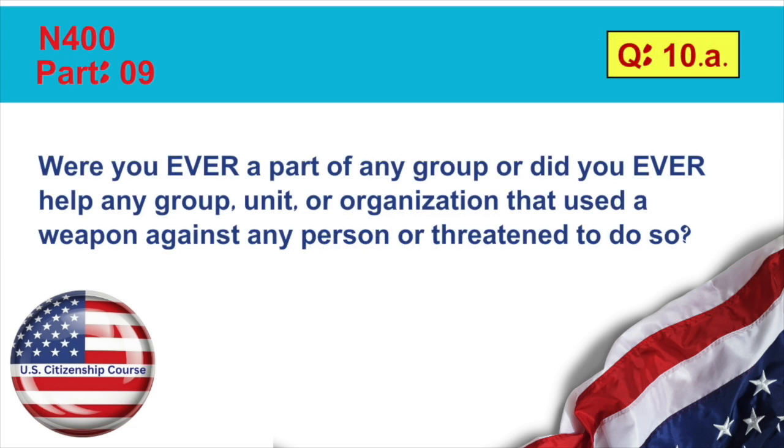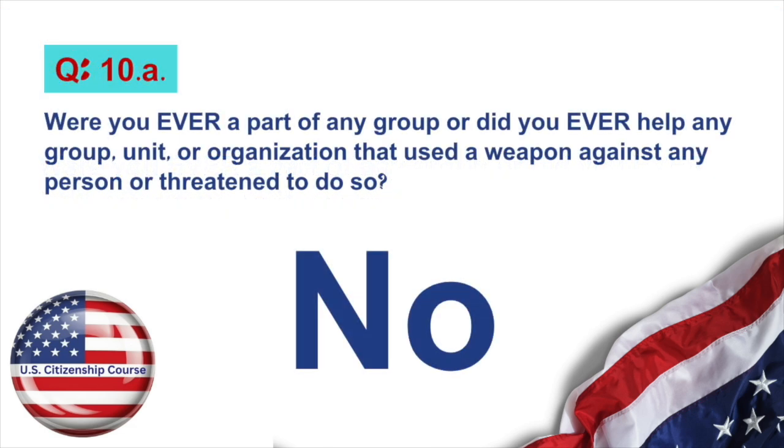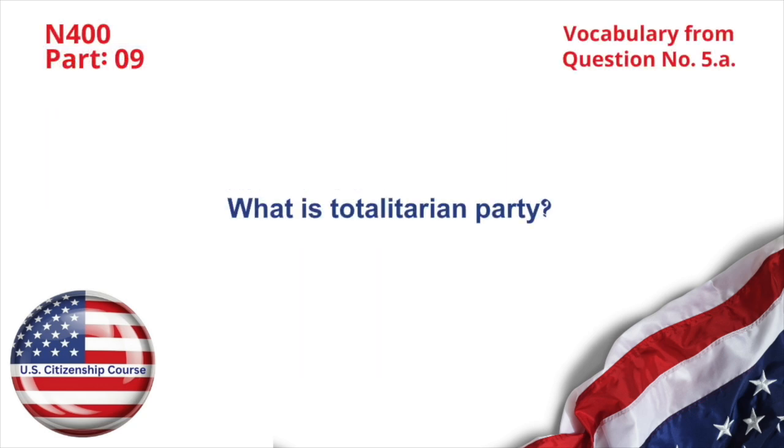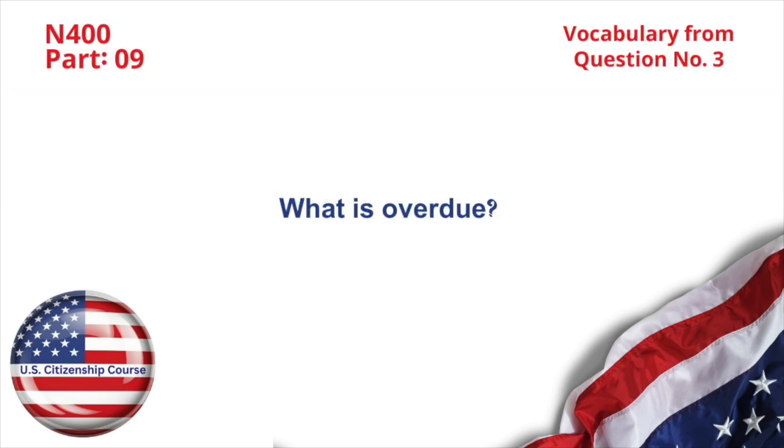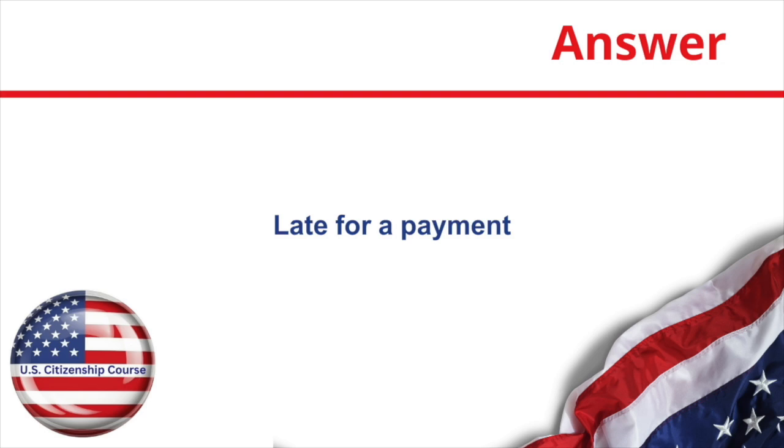Were you ever a part of any group, or did you ever help any group, unit, or organization that used a weapon against any person or threatened to do so? No. What is totalitarian party? A group that believes the government should control everything that people do. What is overdue? Late for a payment.